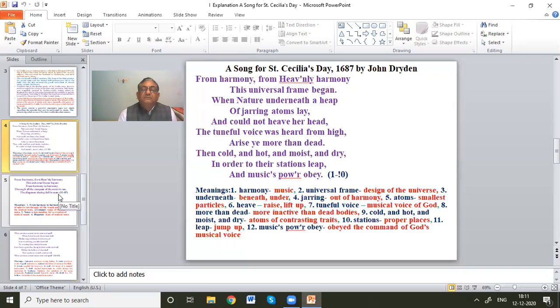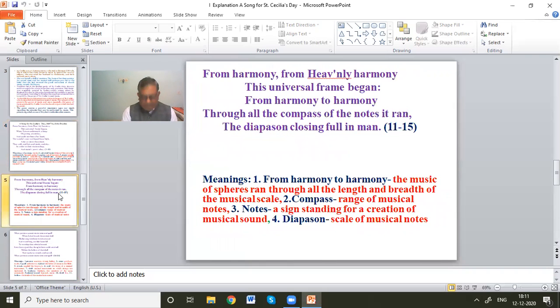This was the starting point of the creation of the universe. It is the belief of the poet, and he is showing the power of music. Now the second part, or second stanza. The poet says, "From harmony, from heavenly harmony," that's music, it was a heavenly music, "this universal frame began," that the present design of the universe came into existence by the power of music.